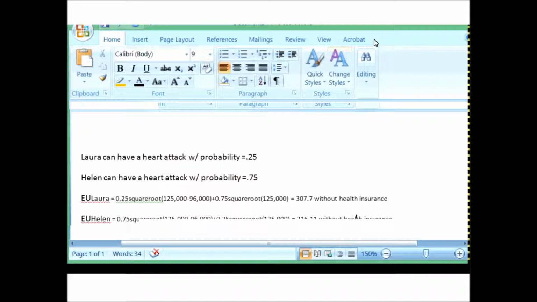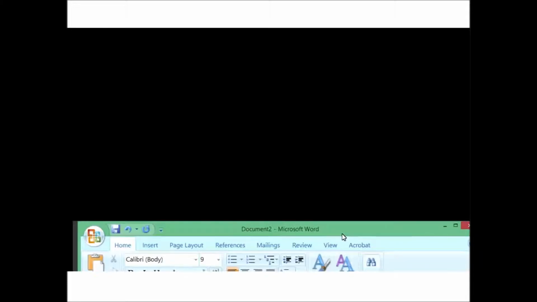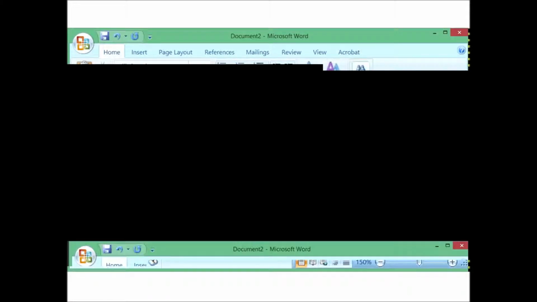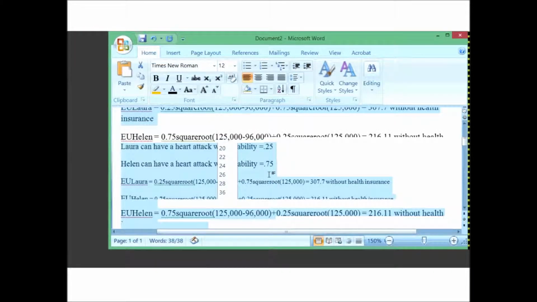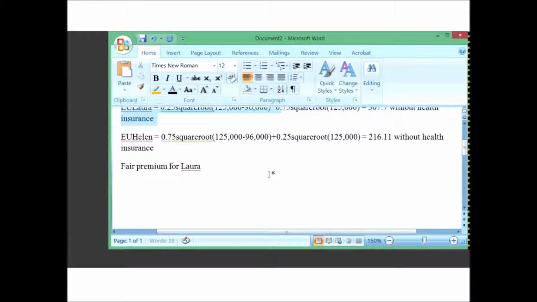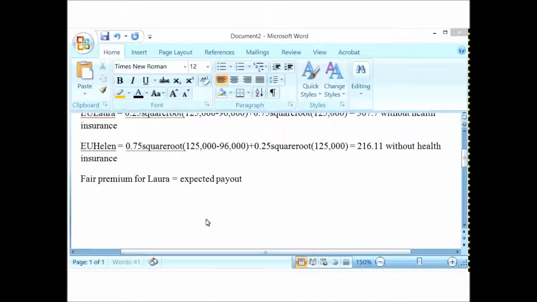And then part C says, what would be the actuarially fair premium for Laura? Would she buy the health insurance plan if it was offered at the actuarially fair premium? Provide a brief explanation. So the fair premium for Laura would be equal to the expected payout from the insurance point of view.